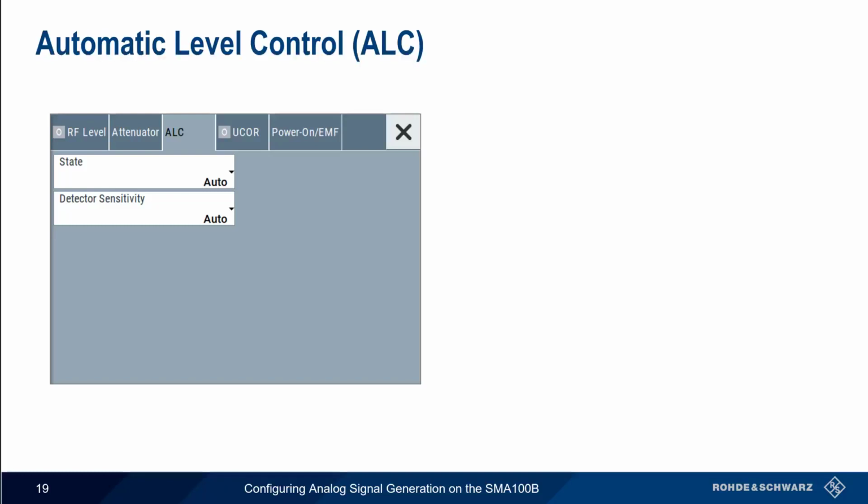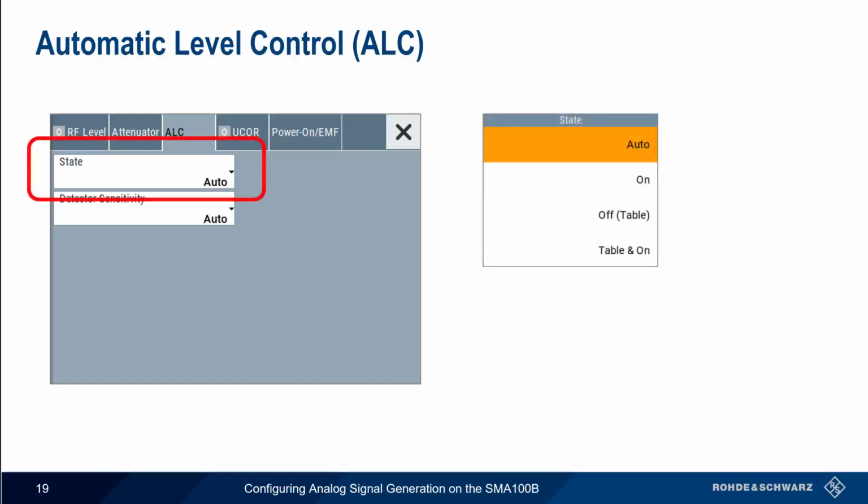ALC is active in almost all applications by default, but level control can be implemented one of 4 different ways depending on state. As the name implies, auto selects the most appropriate ALC mode automatically, while on activates ALC continuously. The on setting provides the highest level accuracy, and also maintains the level even when ambient conditions, such as temperature, are changing. The other 2 ALC states involve an internal table.